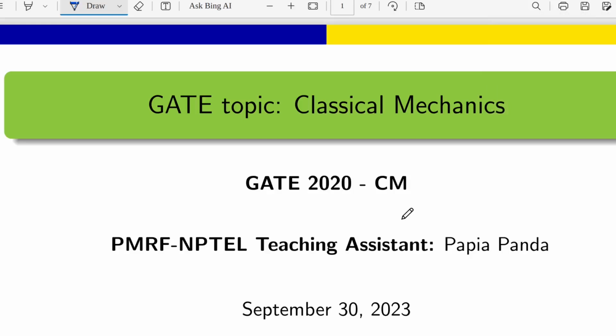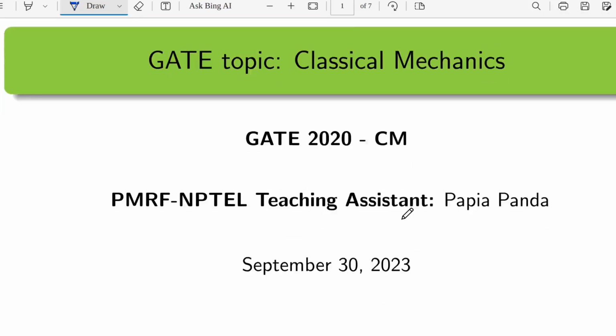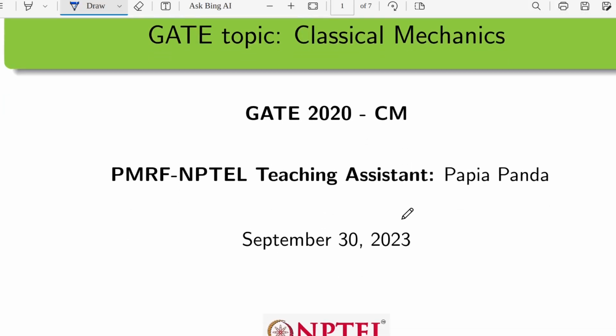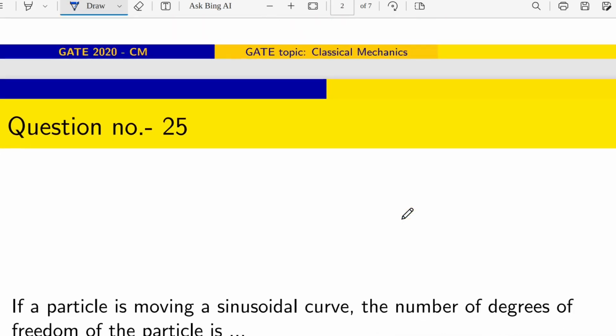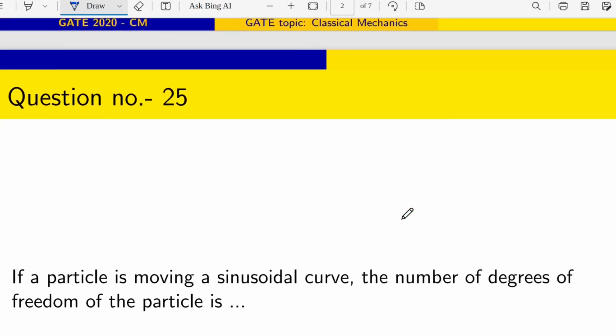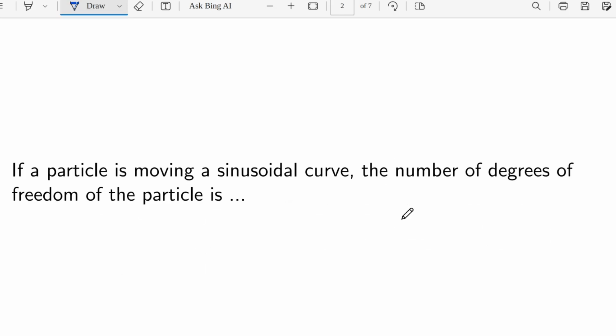This is a question from the GATE 2020 physics question paper, and we will talk about a classical mechanics question. The question is question number 25. If a particle is moving on a sinusoidal curve, the number of degrees of freedom of the particle is how much?